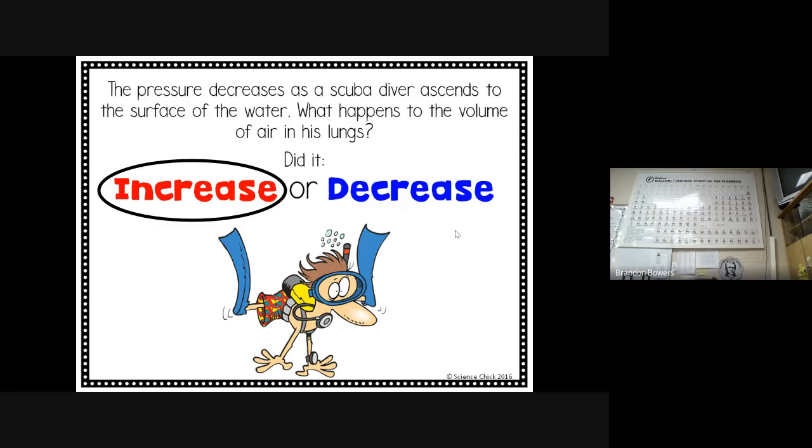Why couldn't you do that? Too much change in pressure. Yeah, your blood vessels will just pop. You'll die instantly. That's crazy. Crazy to think about. Instant death.